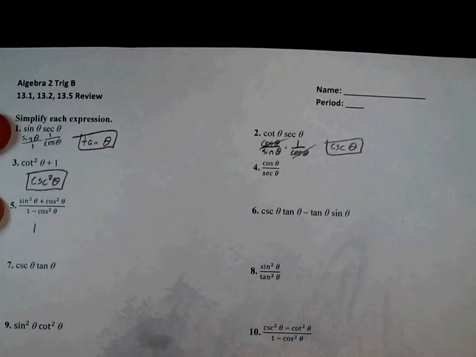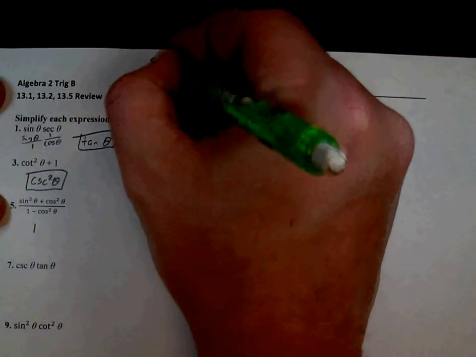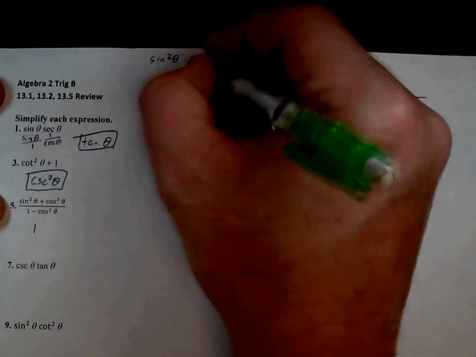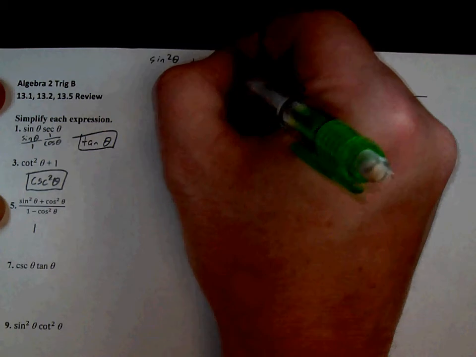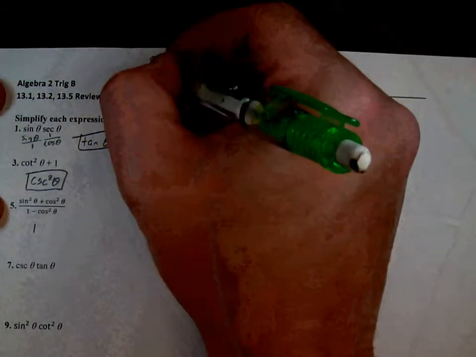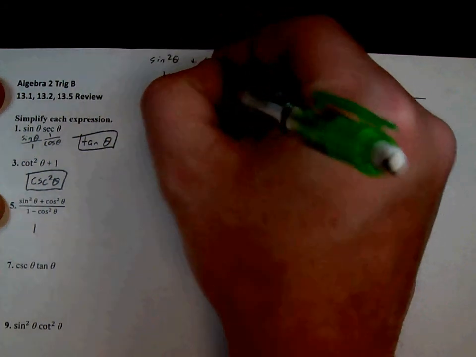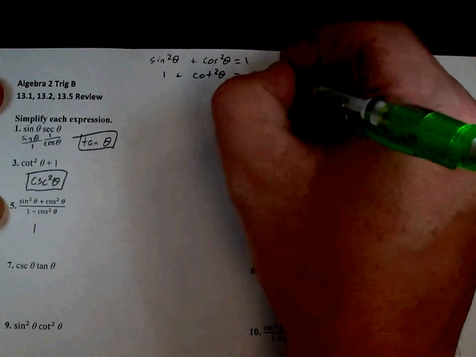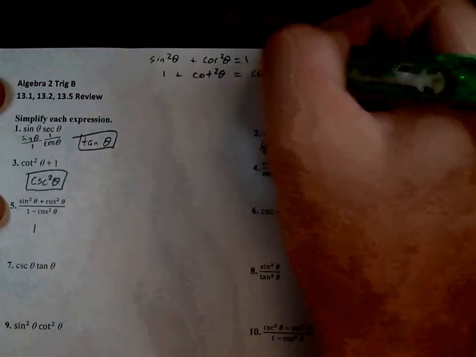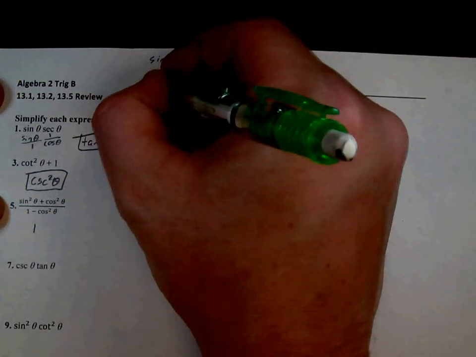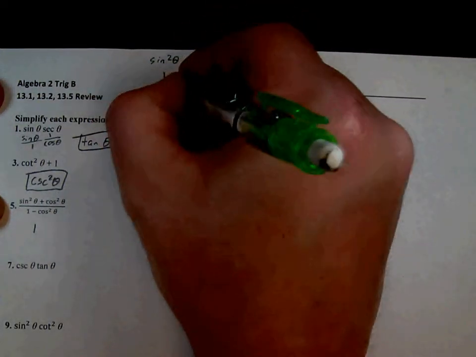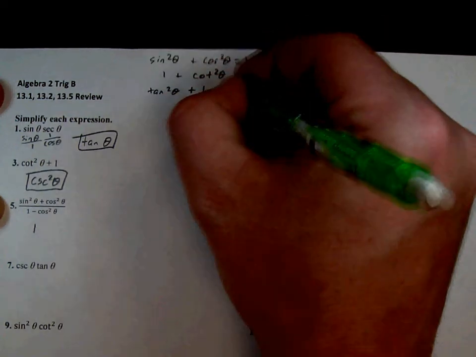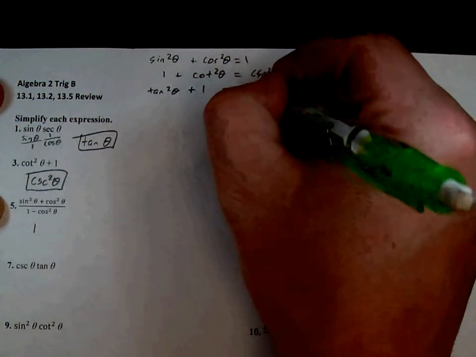Just like I've mentioned several times, when you get your test, you might want to write down your Pythagorean identity of sine squared plus cosine squared is equal to 1, and then derive the others. Divide everything by sine squared, that gives you 1 plus cotangent squared equals cosecant squared. And then the last one, if you divide everything in the first by cosine squared, you get tangent squared plus 1 equals secant squared.